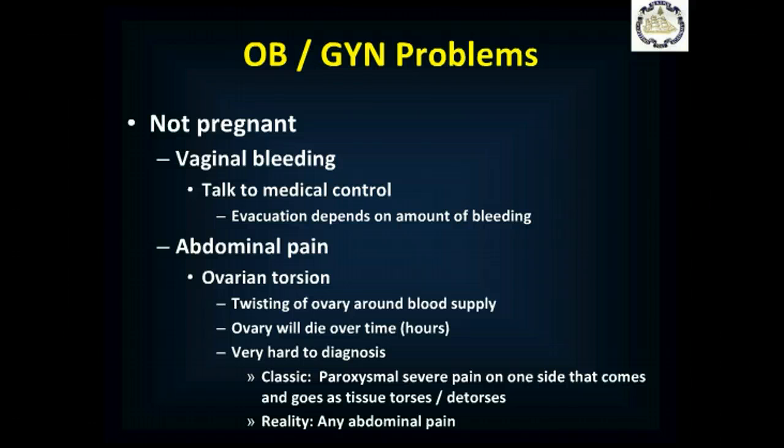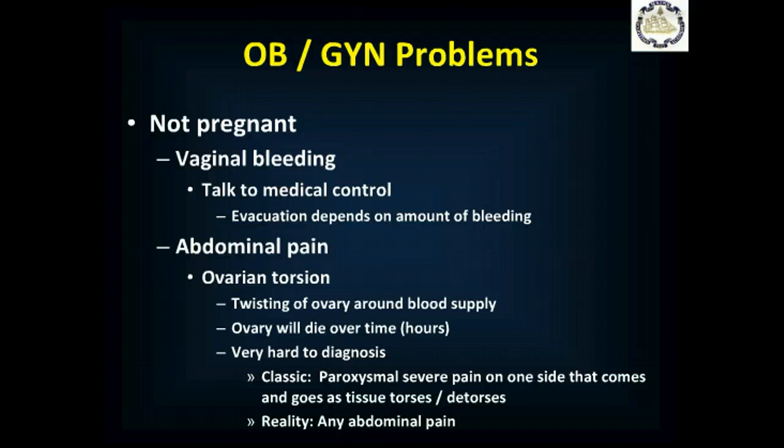This is incredibly hard to diagnose. Any textbook you read on ovarian torsion will tell you that they have severe pain. It's on one side, it's in the pelvic area. It comes and goes as that ovary twists and untwists, or torses and detorses on itself, and it's severe pain. And when it's not twisted, they have no pain at all. Well, that's great, but that very rarely happens.